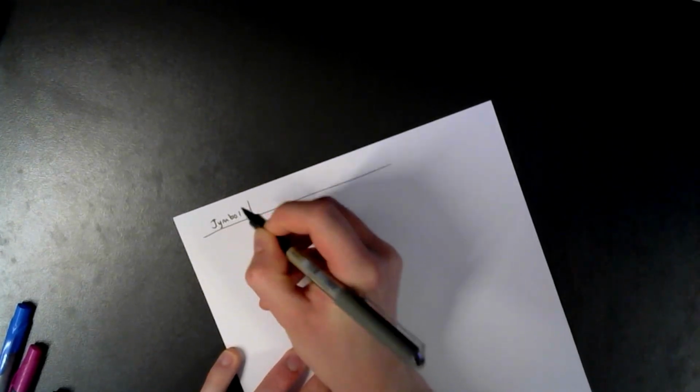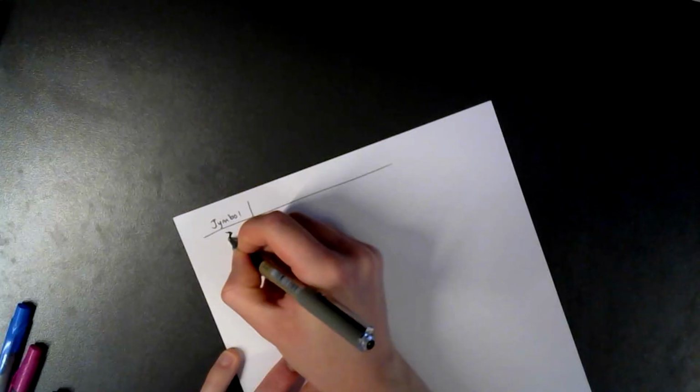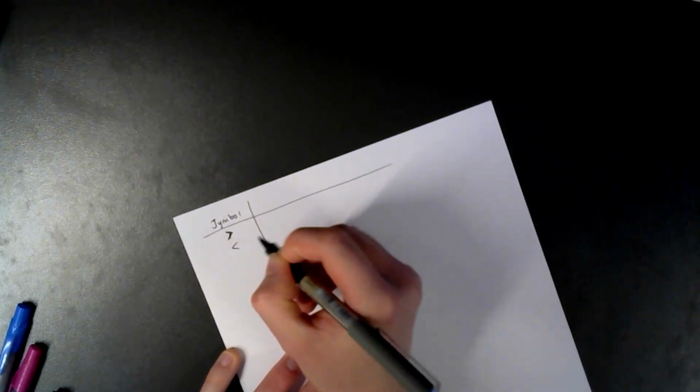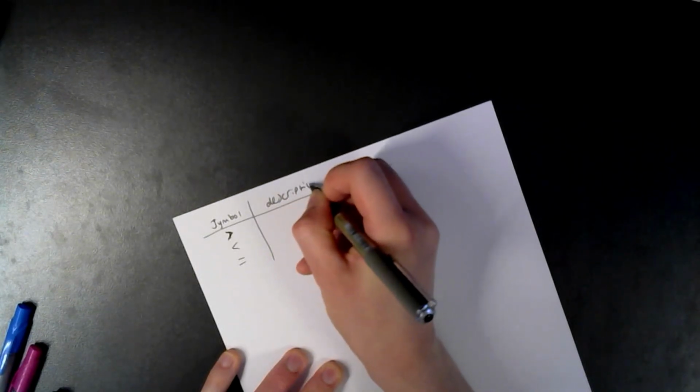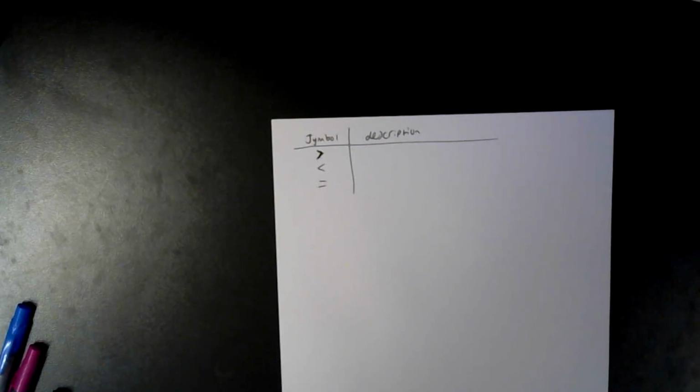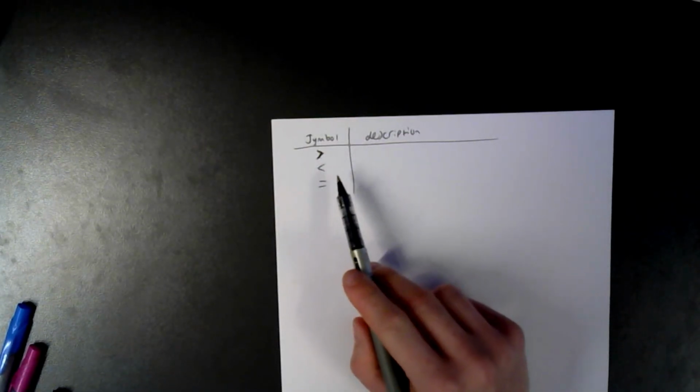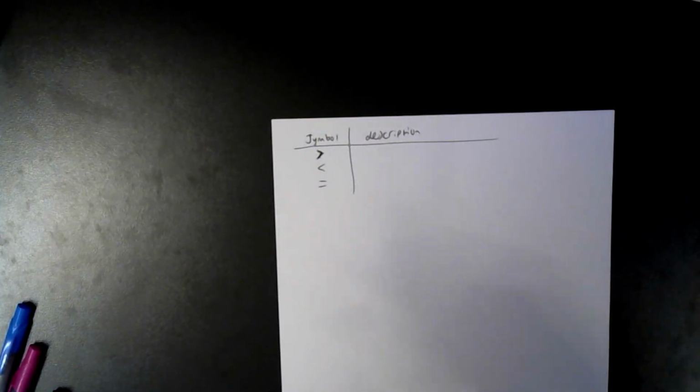What I want you to have a go at now is to fill in this table. So we've got symbol on the left and description on the right. What I want you to do is to take 30 seconds, pause the video, have a go at drawing out this table and then filling in what each of these symbols mean.